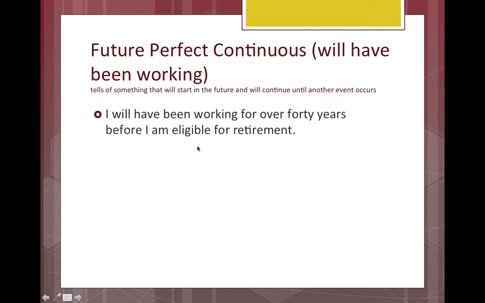So to be honest, here's what most people are going to say. They'll say, wow, I'm going to have to work for 40 years before I can retire. Or I will have to work 40 years before I'm eligible for retirement. So there are many ways to get around future perfect continuous. Just FYI, don't stress out too much.